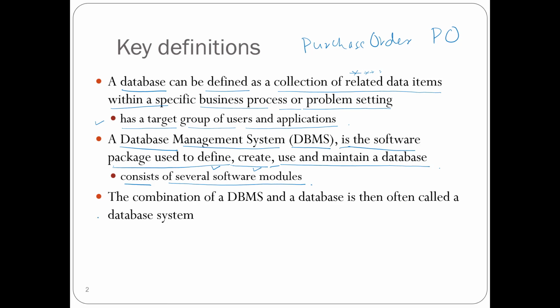Okay, let's move on to the third definition. This third definition is about database system. What is a database system? The combination of DBMS, which is database management system, and the database that this DBMS is managing is together called a database system. So the combination of a DBMS and a database is often called a database system.